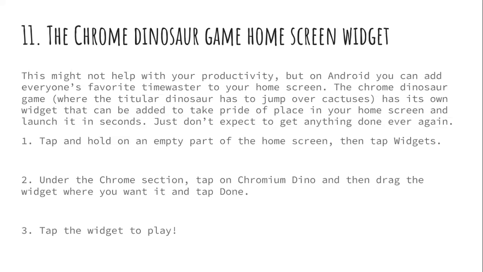Tap and hold the empty part of your screen, then tap Widgets. Under the Chrome section, tap on the Chrome Dino, then drag it to where you want it, then tap Done. Tap the widget to play.